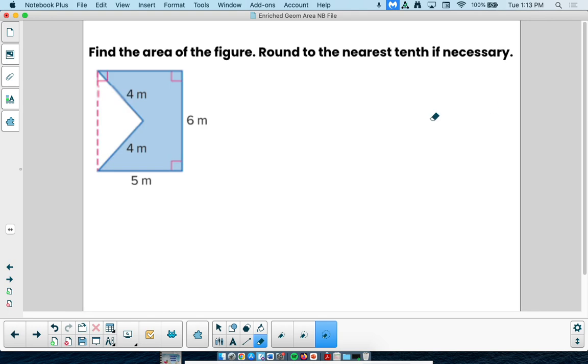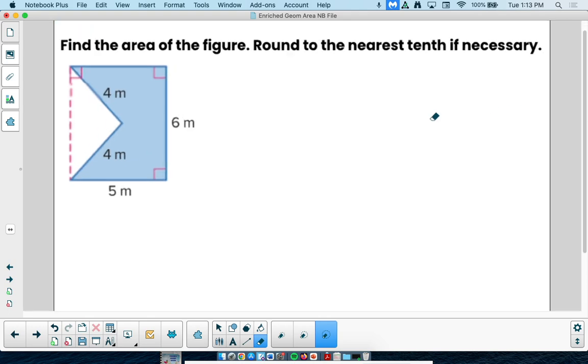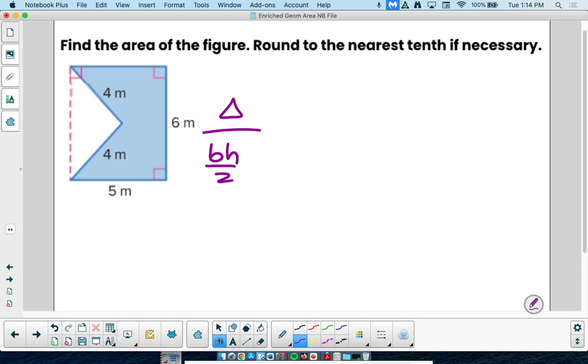Okay, so on this one, what two shapes do you guys see? Triangle and a rectangle. Yes. Which one do you want to find first? Triangle. Maybe label your work so I know and you know what you're doing. Formula for area of a triangle. Do you guys remember? Base times height divided by 2.